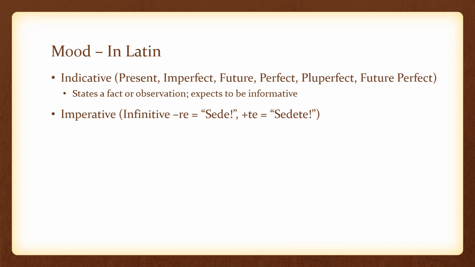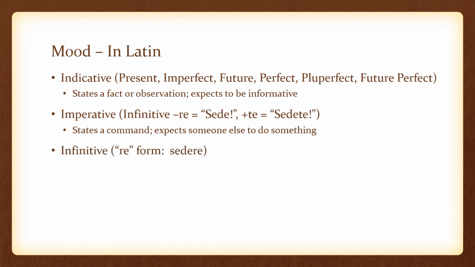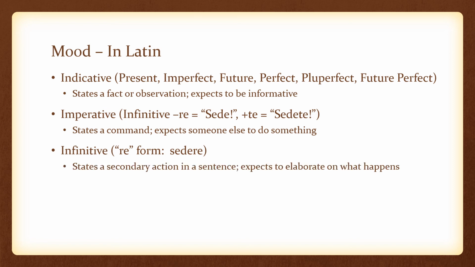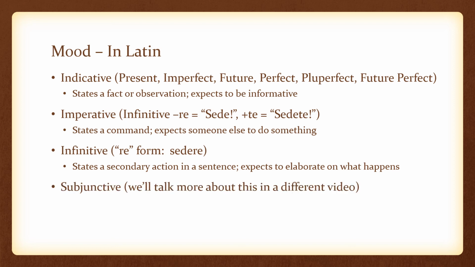The imperative, in Latin, we form it off of the infinitive, that RE form. We take off the RE and we have, for example, sede, sit down you, or sedete, sit down all of you, in the plural. When I greet you in class and I say salvete, I'm telling all of you, be well. This states a command and expects someone else to do something. The infinitive is the RE form, for example, sedere, to sit. It states a secondary action in a sentence and expects to elaborate on what happens.